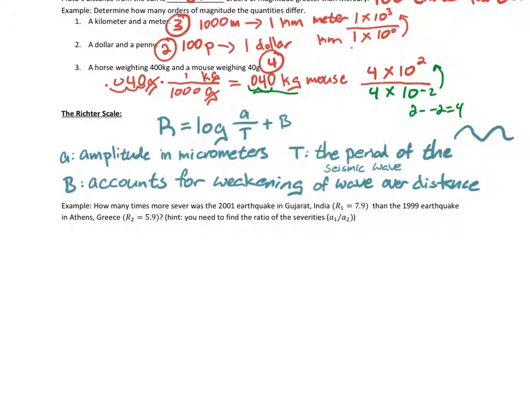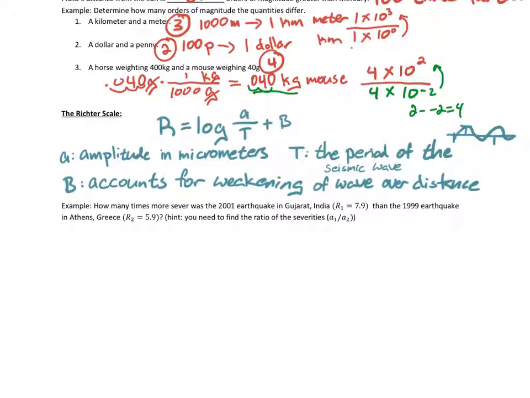All right, our amplitude is how high it is. The period is how long it takes for it to repeat. So we have the amplitude in micrometers, and then t, the period of the seismic wave, so how long it takes to repeat, and then b just accounts for the weakening of the wave over distance.